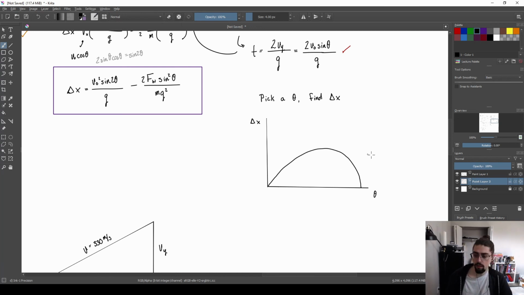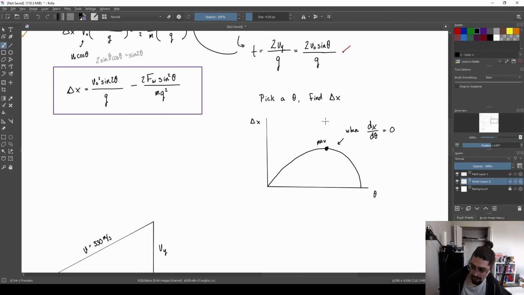But I'm going to get some sort of expression that looks like this. How do I find the max point on this thing? Where do I say delta x is the max, as much as it possibly could be? What do I have to do for that? When the derivative is 0. That is exactly correct. Max, this is when dx/d theta is equal to 0.